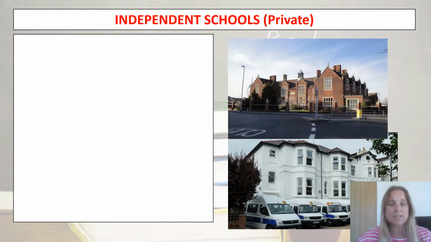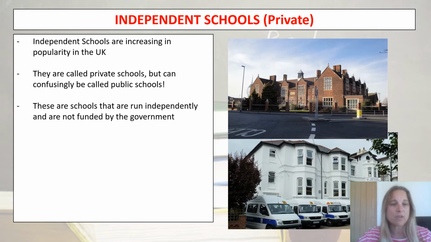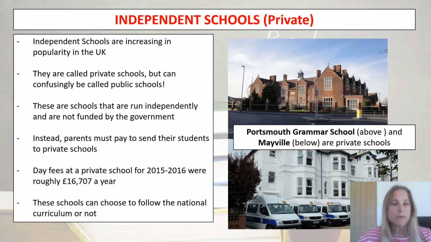Independent schools are next, so private schools, in other words, another way of wording those. So independent schools are increasingly popular in the UK. They're called private schools, but they also can be known as public schools, which is a little bit confusing. And these are schools that are run independently. They're not funded by the government. Parents pay to send their students to them. And the fees can be quite expensive.